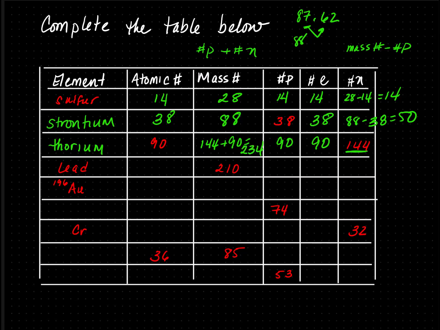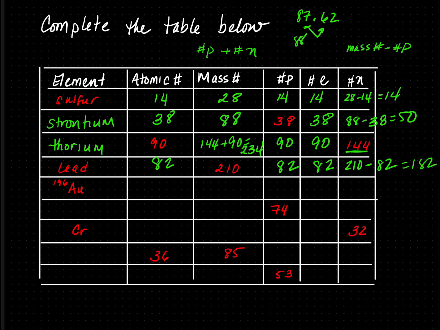Lead has an atomic number of 82. This tells us the number of protons is 82. Since no charges are given, our number of electrons is also 82. Here, the mass number is given, so we do not use the atomic mass on the periodic table. So the number of neutrons is going to be the mass number minus the number of protons, which is 82, which equals 182.